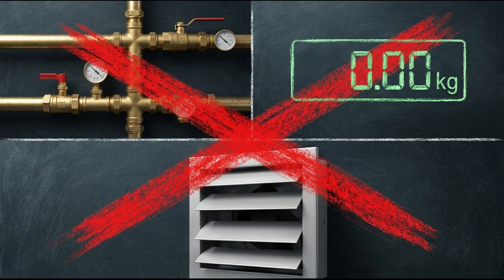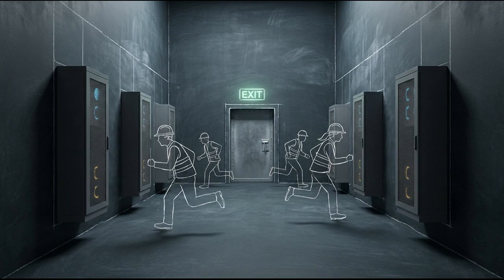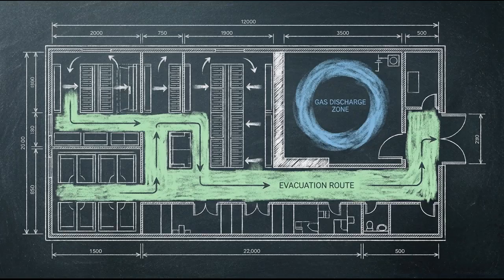The integrity of the hardware, the precision of the mass calculation, and the speed of the hydraulic delivery hold no value if the control matrix fails to evacuate personnel before gas concentrations peak. The fire strategy must synchronize the physical suppression capability with safe occupant evacuation before live agent testing is even considered.